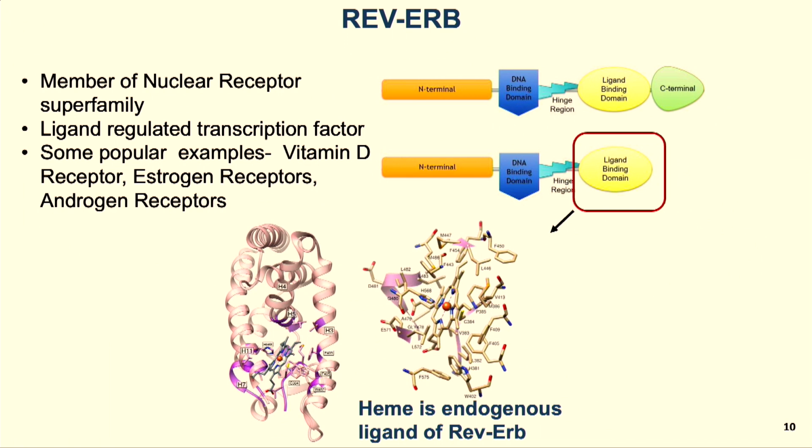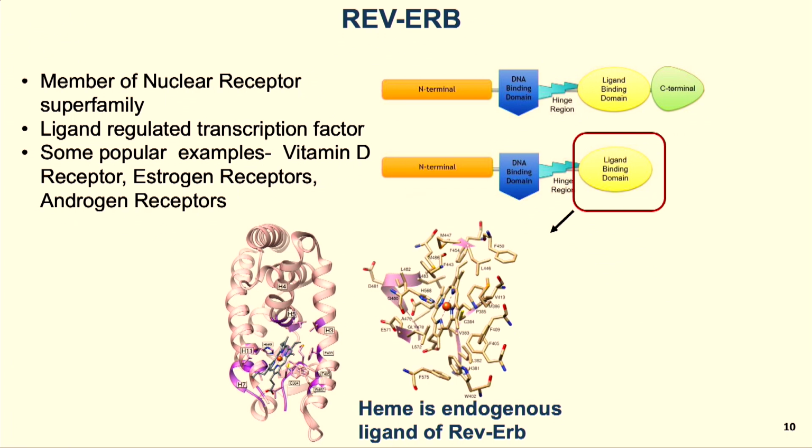As I told you, it's a member of the nuclear receptor family. These are ligand-regulated transcription factors. Some of the common examples, if you have not heard of Rev-Erb, are the vitamin D receptor, estrogen receptor, and so on. The canonical nuclear receptors look something like this. This is called a domain architecture diagram, where I'm showing different domains. So it has an N-terminal domain, a DNA binding domain, and a ligand binding domain. Okay, so the ligand comes and binds to this domain, and then this DNA binding domain goes and attaches to DNA and then does its function.